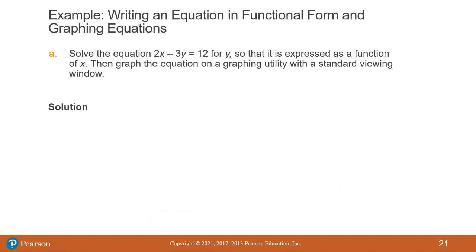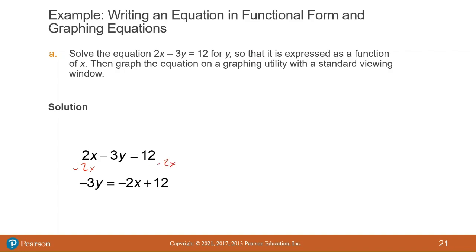All right. Now, this is writing an equation in functional form and graphing equations. It says to solve the equation 2x minus 3y equals 12 for y, so that it is expressed as a function of x. Then graph the equation on a graphing utility with a standard viewing window. Oh, we need to solve for y. We've done this before.